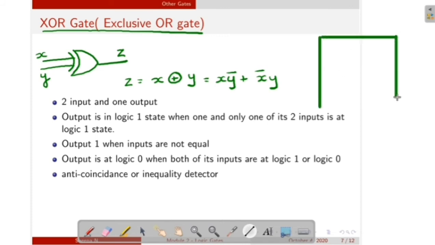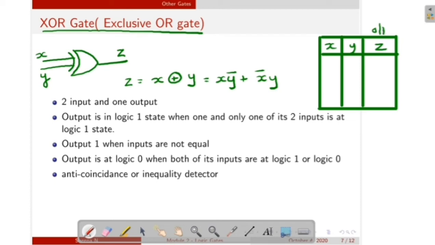Here there are two inputs and one output. Here the inputs are X, Y, and output is Z. So these two are the inputs. So here it is the truth table.